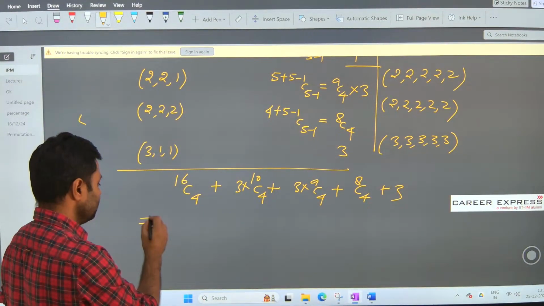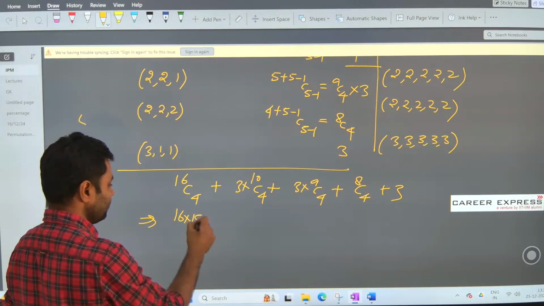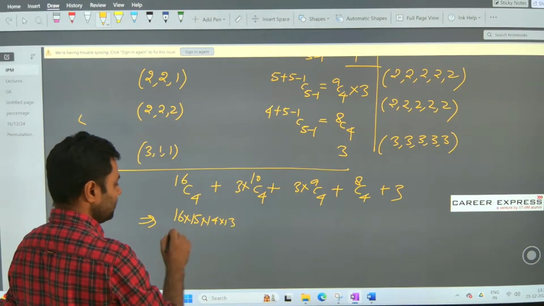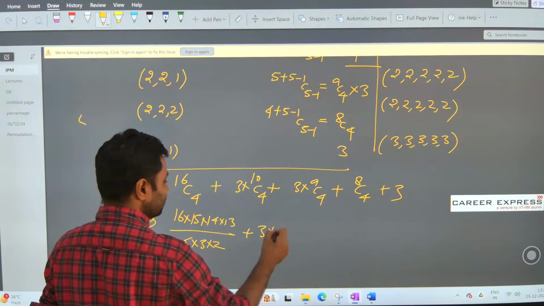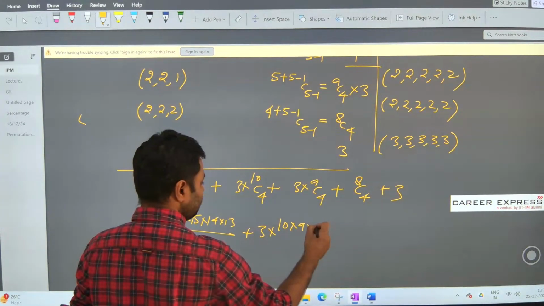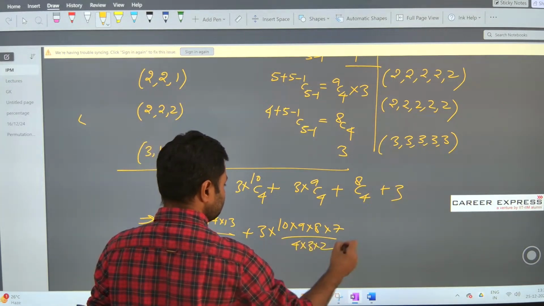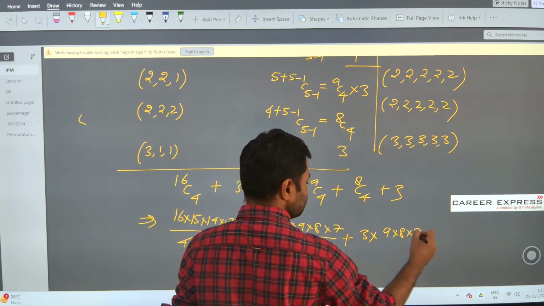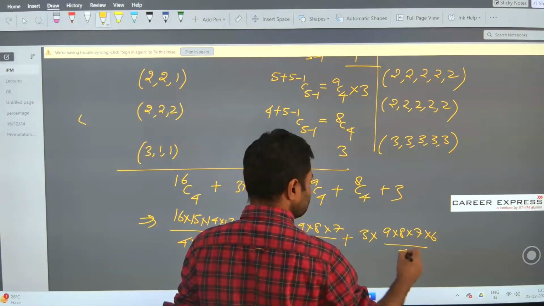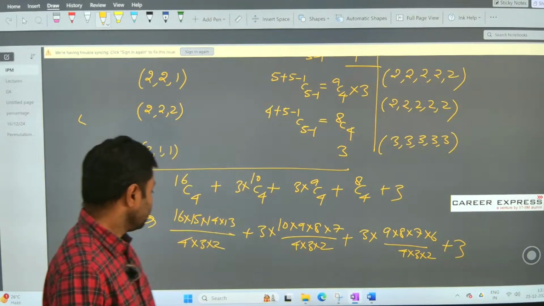So 16C4 will be 16, 15, 14, 13 upon 4 into 3 into 2, plus 3 times 10C4, 10, 9, 8, 7 upon 4, 3, 2, plus 3 times 9C4, 9, 8, 7, 6 upon 4, 3, 2, plus 3. Right?